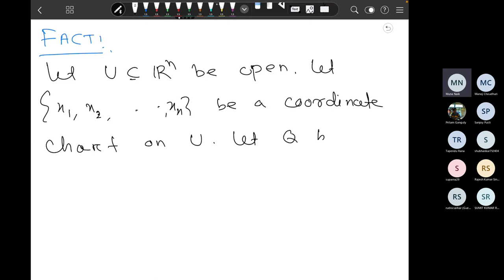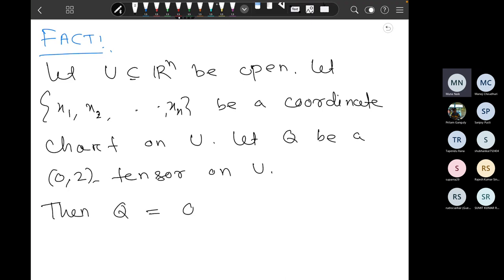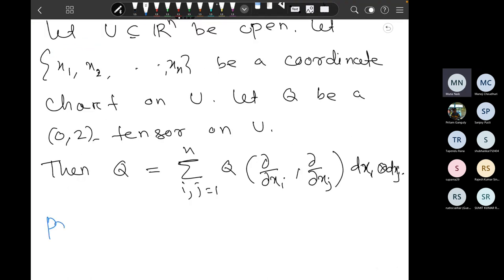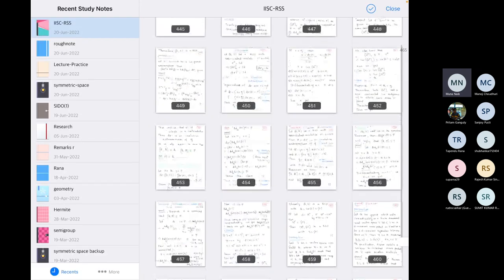Let Q be a (0,2) tensor on U. Then Q is equal to the summation over i, j from 1 to n of Q of del by del x_i, del by del x_j, times dx_i tensor dx_j. This is a very easy result, and with the preliminaries I have given you, you can prove it. In fact, I have already stated this; if you look back, around page number 286.